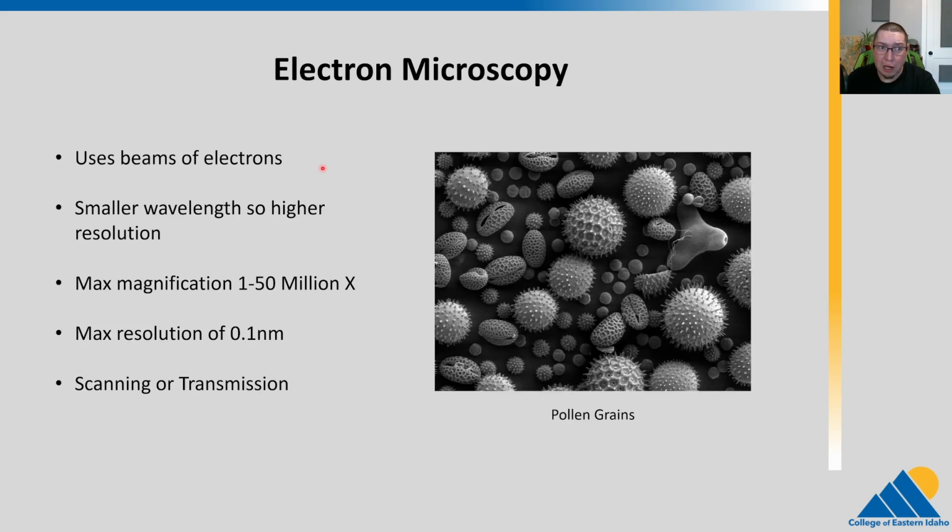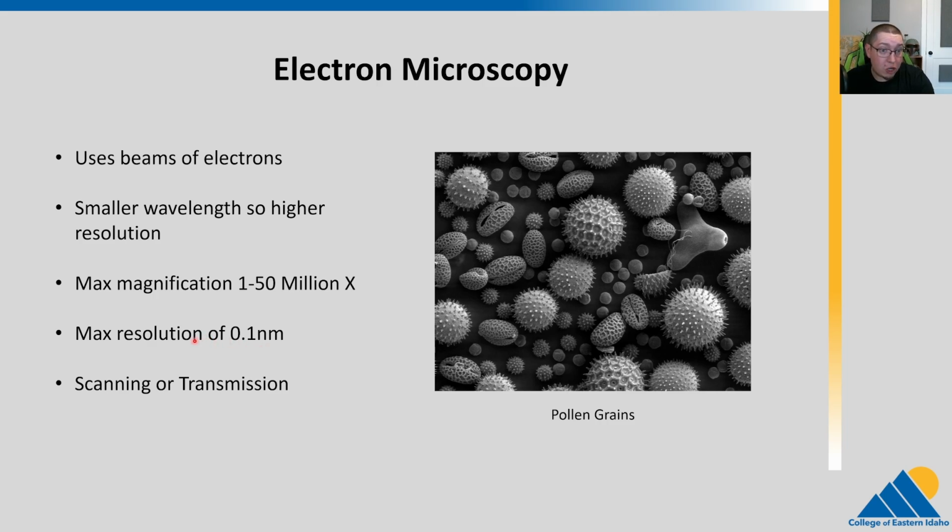Electron microscopy, on the other hand, uses beams of electrons. Instead of shooting light through or at a substance, we're shooting electrons. Now, the benefit of that is electrons have smaller wavelengths than photons, so we get a higher resolution. The max magnification is between 1 and 50 million times, okay? That's much better than our 1,000 times magnification from a light microscope. And our max resolution is 0.1 nanometers. Remember, it was 200 nanometers with light microscopy. So we get way better resolution.